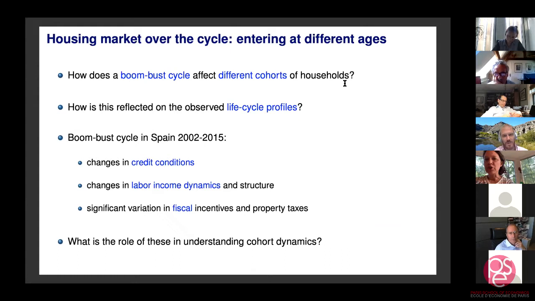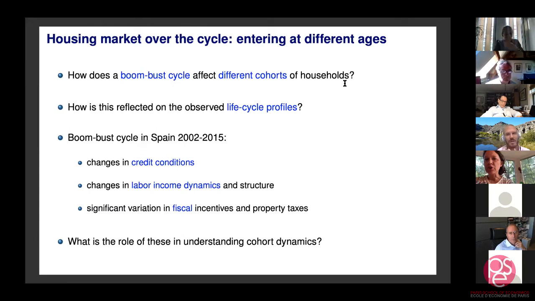In this paper, we're trying to understand, on a broad level, how different cohorts of households are affected in a boom and bust cycle, and how these different effects on cohorts of households are reflected in what we observe in terms of life cycle profiles for consumption, home ownership, income, etc. The focus of the quantitative part of the paper is going to be on Spain. If you don't know, Spain has undergone a very strong boom-bust cycle from the early 2000s until 2015, 17.